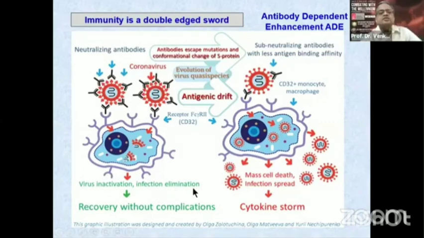There are two ways in which the virus can escape this immune mechanism. First is antigenic drift. That means the virus acquires mutations which cause sub-neutralizing antibodies. So the antibodies which initially develop are not neutralizing the virus anymore, but instead they are binding to it and causing internalization into the macrophage. But the virus multiplies within the macrophage instead of the epithelial cells of the lung and comes out multiplied and replicated. So massive cell death and infection spread can happen.